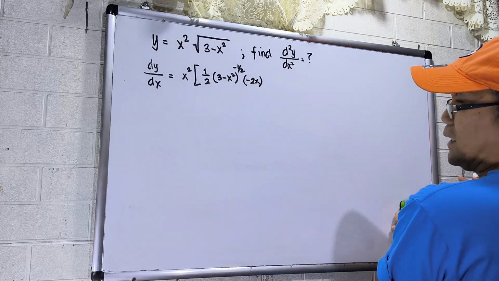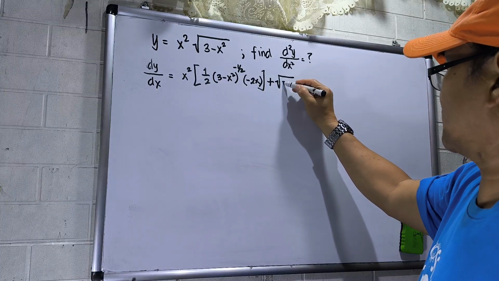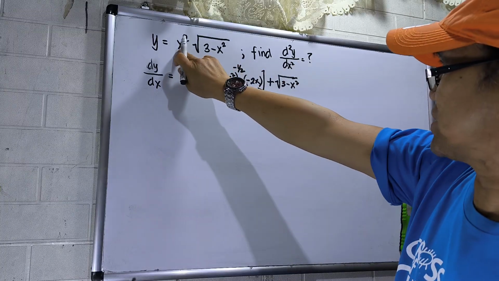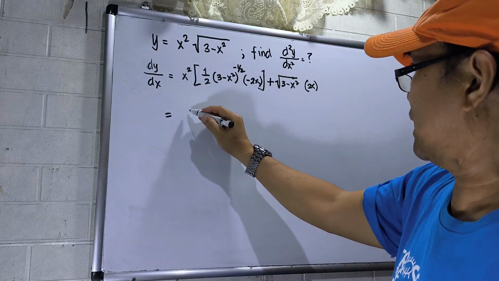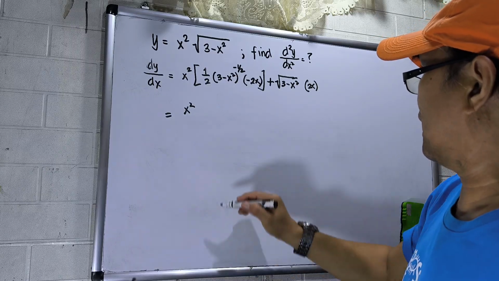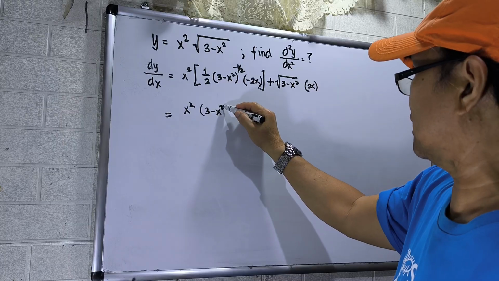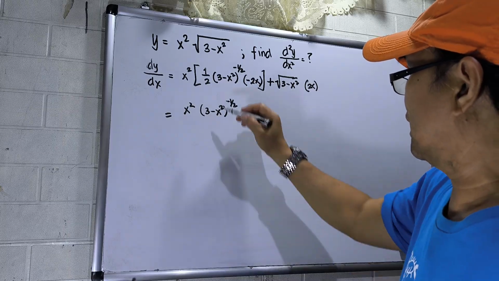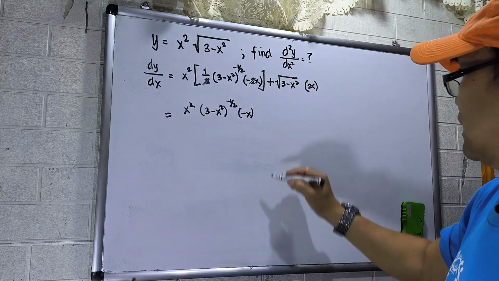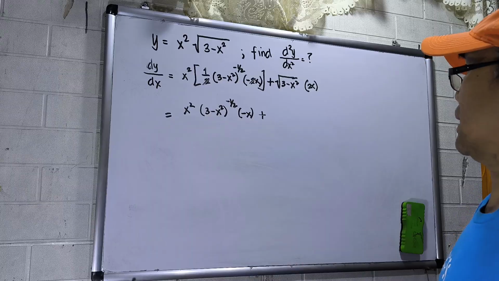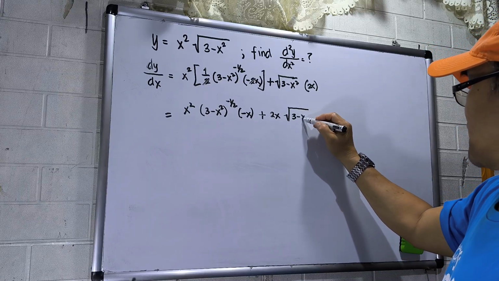Okay? Then plus, copy the second, square root of 3 minus x squared, then differentiate x squared. So this will be 2x. Okay? So this will be x squared, then I have now circle brackets 3 minus x squared raised to the negative 1 half. Take note, 2 will be crossed out. So I have now negative x in here. Okay, then plus 2x times square root of 3 minus x squared.